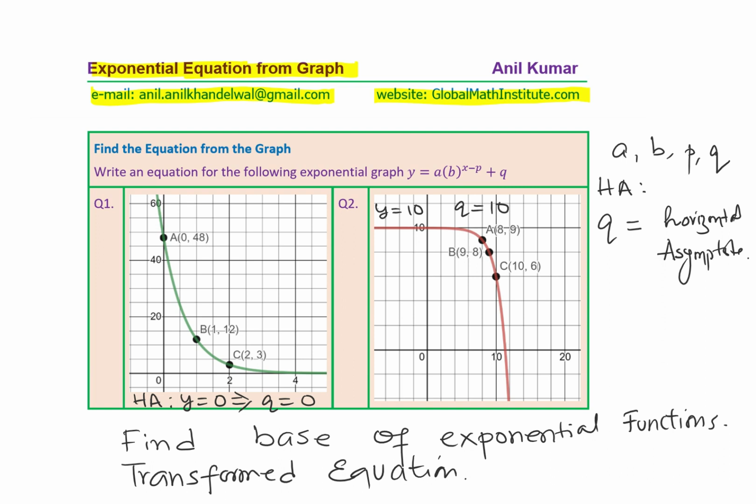Now, once we know the value of q, we are left with three parameters, a, b, and p. You can find three parameters from three equations, right? So three conditions are given to you, which can help you to find the values of the parameters a, b, and p. But still, our strategy will be to analyze and further converge to a simpler solution. So what is the strategy here? The strategy here is to look for the horizontal translation, right?